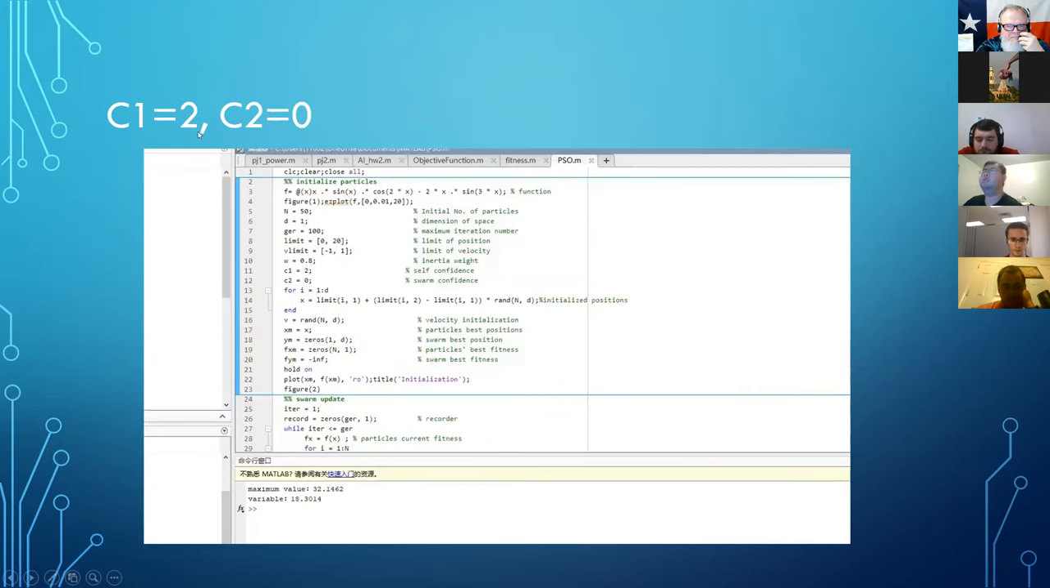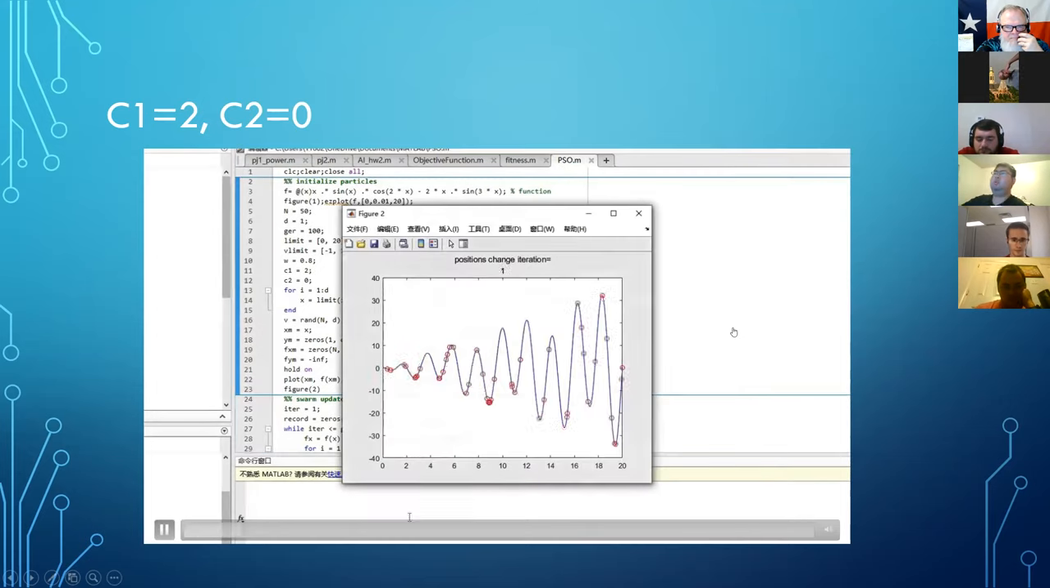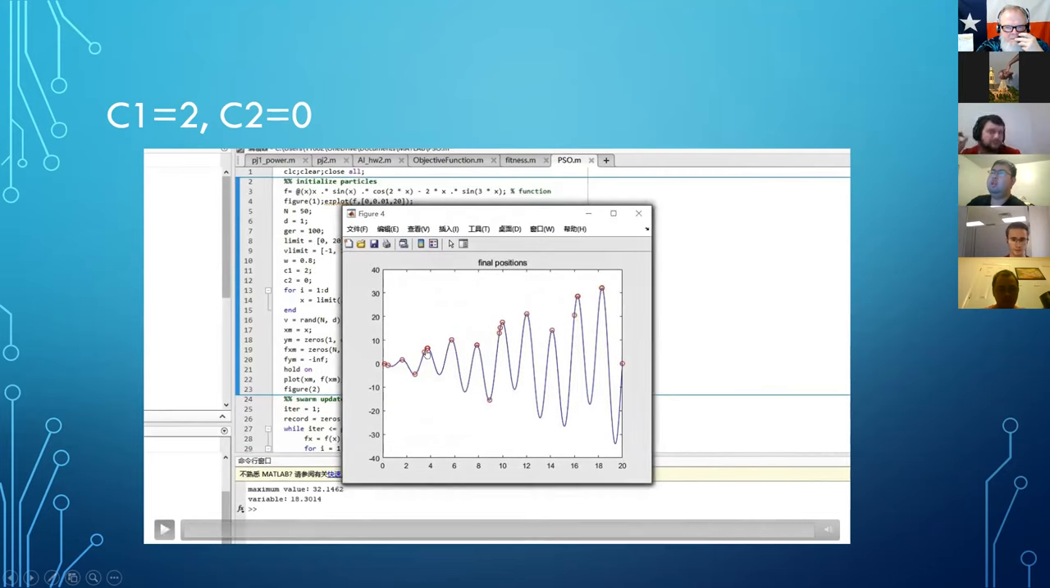The next part is that if the self-confidence is two and the swarm confidence is zero, what we can see is this. Each particle just finds its own best value. All the particles just want to reach the maximum of their nearby area. They just consider themselves. One of them found the minima.